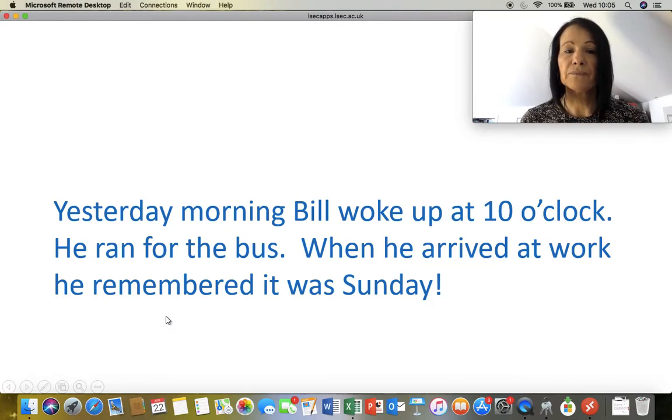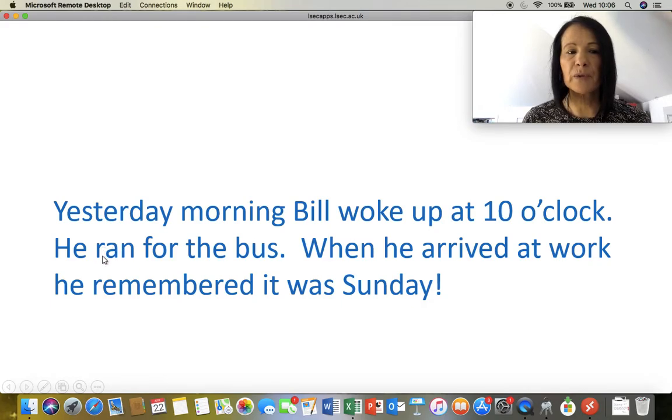Okay, so let's find the verbs. Can you see any verbs? The first one is this one, woke up. Now, is this a regular verb? Have we got ed on it? No, this is an irregular verb. This will be on your verb table. And this is the past tense of, yes, wake up. Okay, so this is past tense of wake up. And we have our time phrase at the end of this sentence.